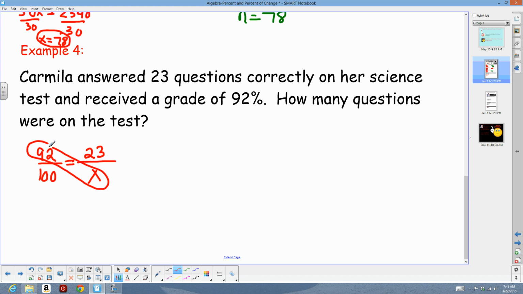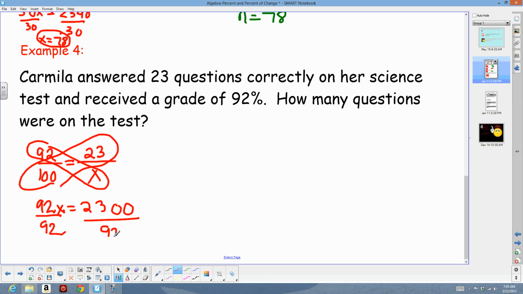So 92x equals 23 times 100, which is 2,300. Divide both sides by 92. And you end up with x equals 25. There were 25 questions on the test.